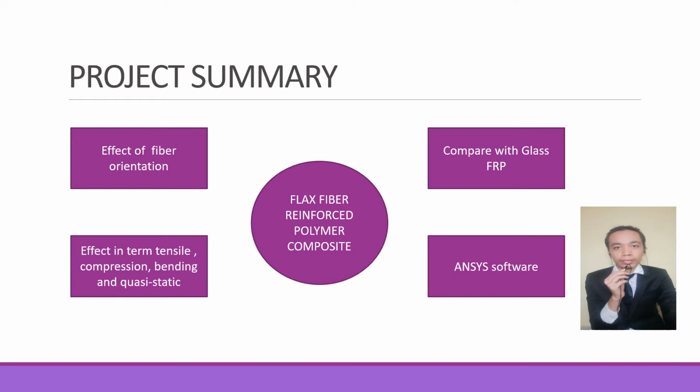Did you know the natural FRP composite has been widely investigated as a replacement for synthetic in polymer composite during the last few decades? For this project, the natural fiber that I used to study is Flax FRP composite. First, I study the effect of fiber orientations on mechanical properties of Flax FRP composite.